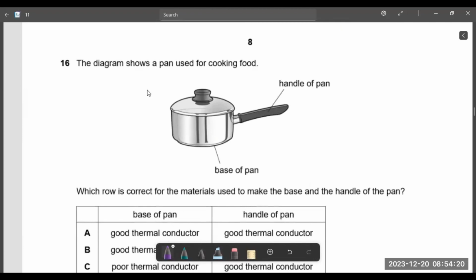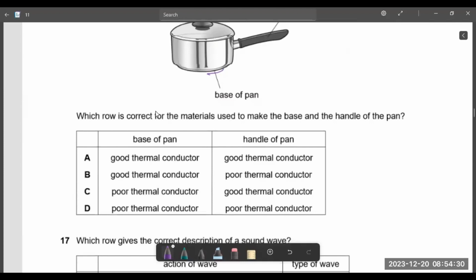The diagram shows a pan used for cooking food. This is the handle of the pan. This is the base of the pan. Which row is correct for the materials used to make the base and handle of the pan?